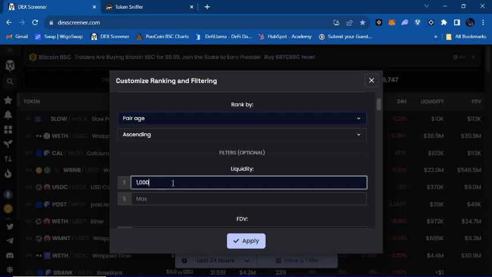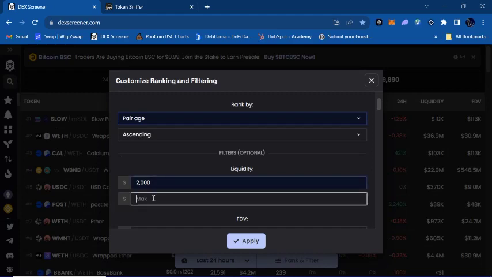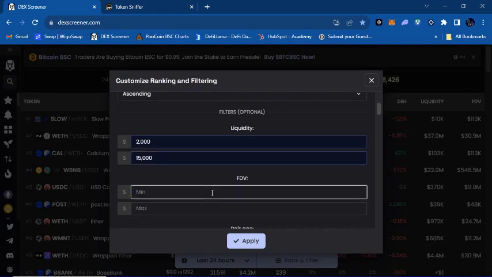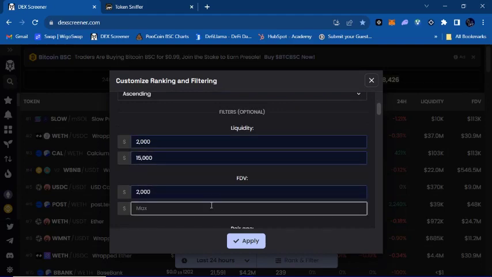So the liquidity, a minimum value of $2,000 and a maximum value of $15,000. Same with the FDV. Now, you may ask why I chose these numbers, but they're arbitrary numbers that I just chose. The reason is that if there's a liquidity of $2,000, you would probably understand that there is a decent amount of money inside the project, and $15,000 lets you know that you are still early into the token or the project pair you wish to trade.